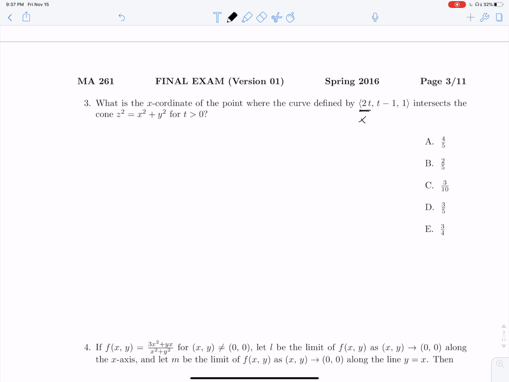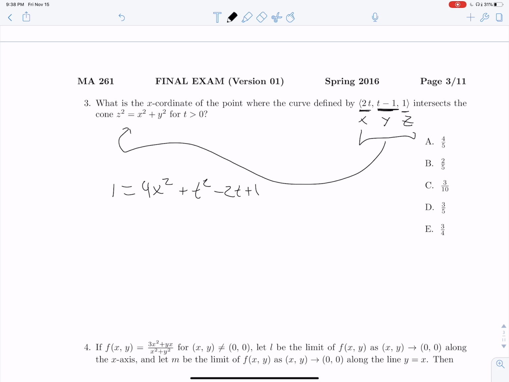we take this to be all of our x values, this to be our y values, and this to be our z values, we can take these, plug them in over here, and we will get the value t for which the intersection is true. So plugging in 1 for z squared, we get 1 equals x squared, where x is 2t, so we get 4t squared, plus y squared, where y is t minus 1, so we're going to get plus t squared minus 2t plus 1. Our 1's will cancel.